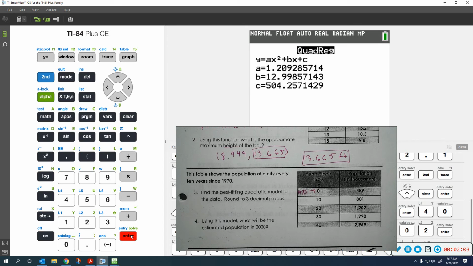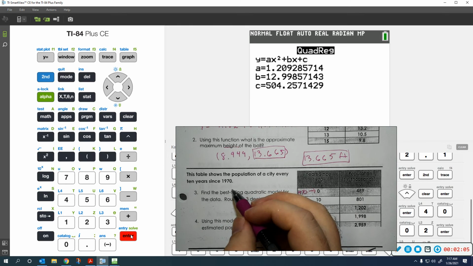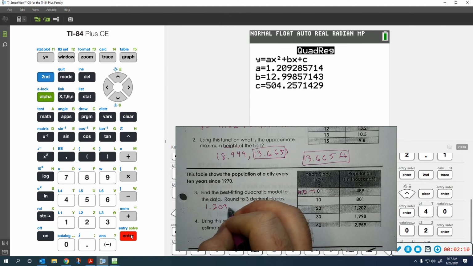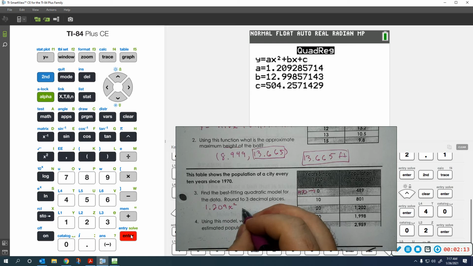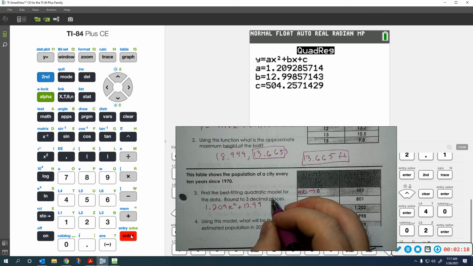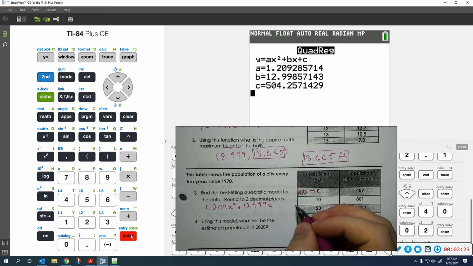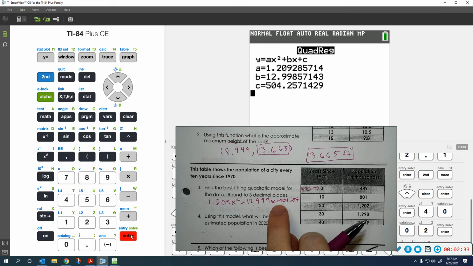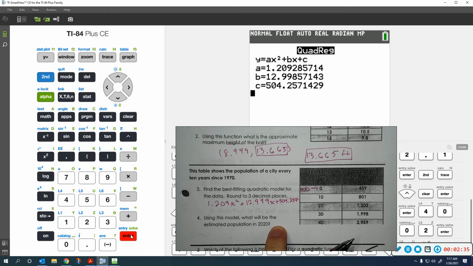So here is our new one. Our A is going to be 1.209, and that gets the x squared. Our B is going to be 12.99, and that 8, because it's got a 5 next to it, will become a 9 when we round up, x. And then our C value plus 504.257 when we round. Now it says, using this model, what will be the estimated population in 2020?